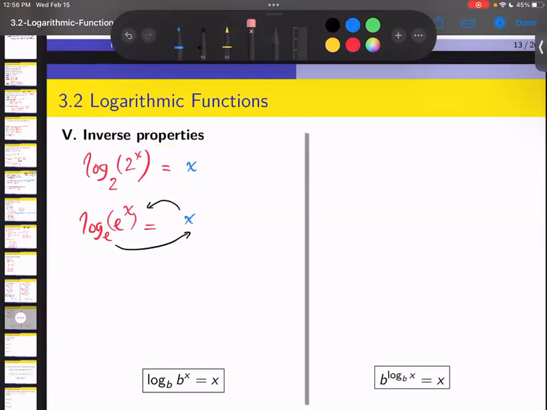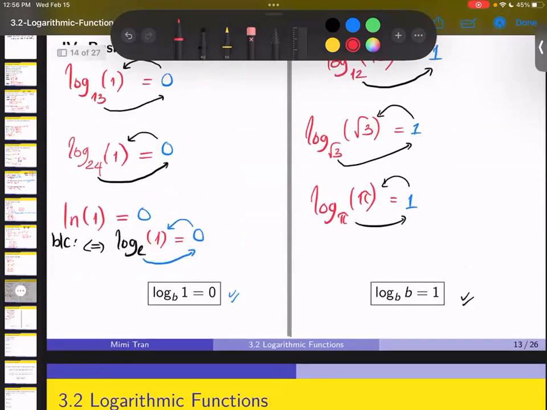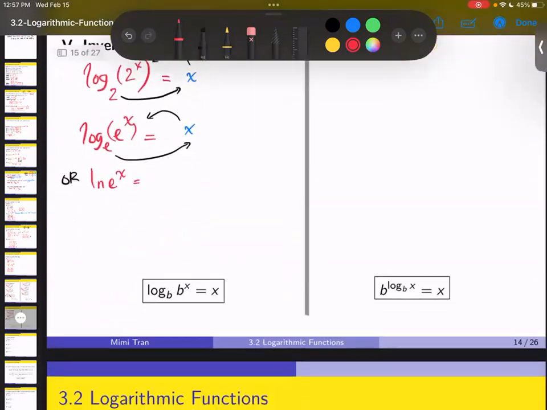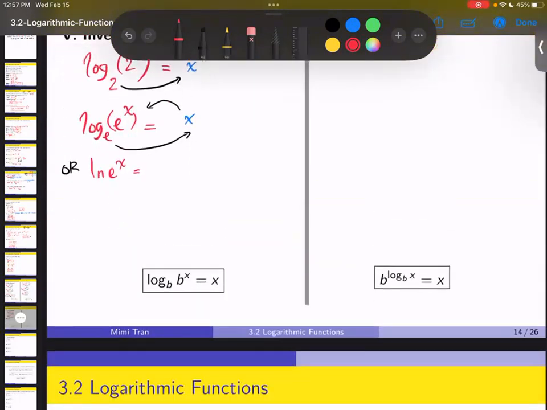Let me keep my arrow in black. I keep forgetting. Do it again. Remember, log base e is ln, right? So I can write it like this, or ln of e to the x. Remember what ln e is? It equals 1, equals x. It's the same thing. ln is just log base e.